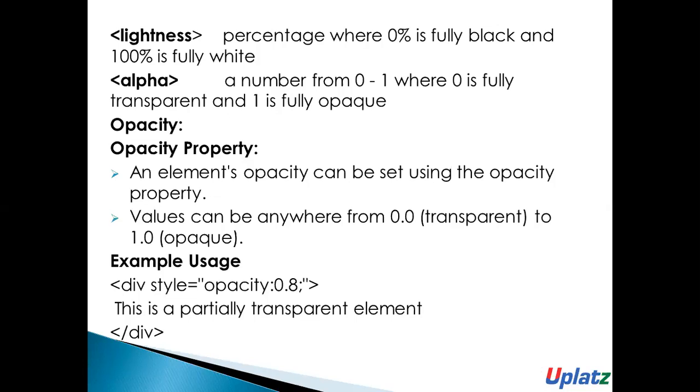So next is the opacity property. An element's opacity can be set using the opacity property, where values can range anywhere from 0.0 to 1.0 opaque. So the example usage is div style opacity 0.8. So this is a partially transparent element.